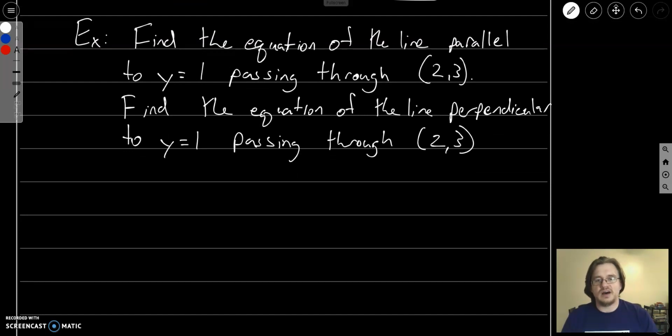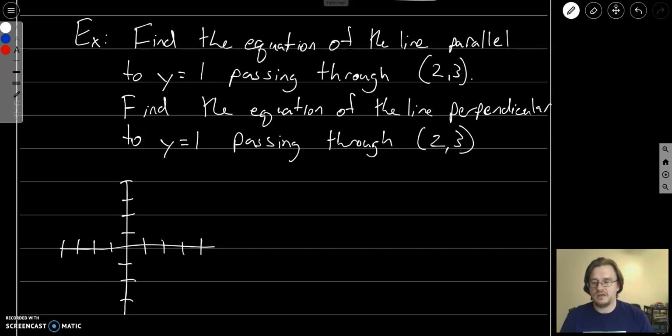For this last one, we'll do a couple of examples where we're looking at horizontal or vertical lines, because these are slightly different. So find the equation of the line parallel to y is equal to 1 passing through 2, 3. I think for this one, it's easiest to draw a picture, and we'll be able to work this out pretty easily. So let's go 1, 2, 3, 4, 1, 2, 3, 4. So our line is y is equal to 1. So when the height is equal to 1, we just have the line that's going to be at height 1 all the way across. So it's a horizontal line.